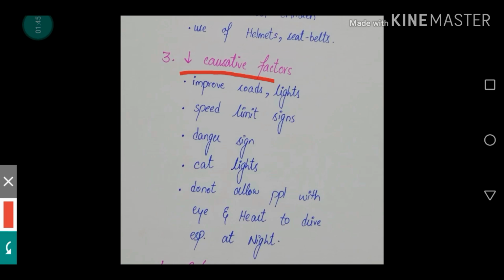Then, if we can decrease the causative factors which are actually responsible for accidents, this will also decrease the incidence and prevalence of accidents. They include improving the roads, improving the lights, especially at night. Speed limits should be displayed at different areas, especially where there is a population. Danger signs should be displayed. Cat lights should be made available in areas where there are dense populations, especially for the night, and do not allow people with eye and heart diseases to drive, especially at night, because they can be involved in an accident.